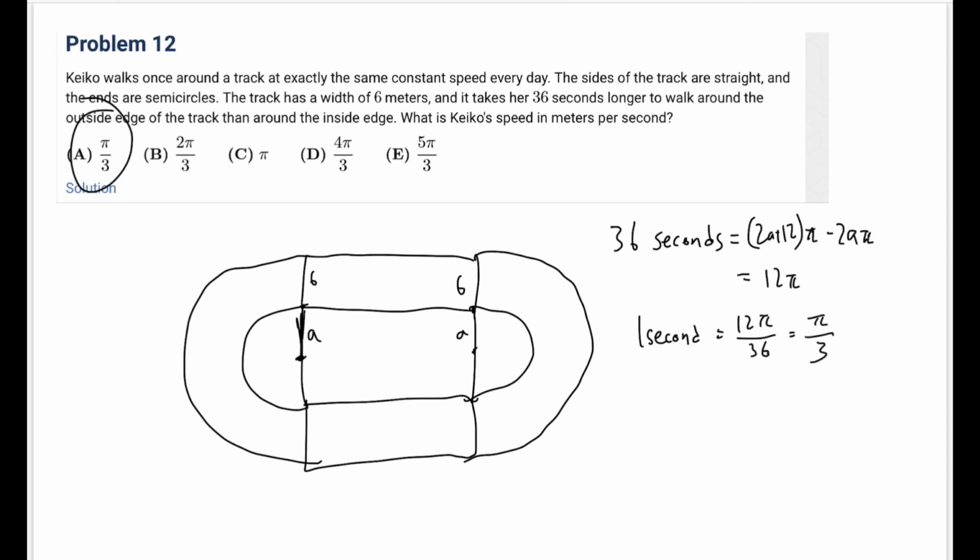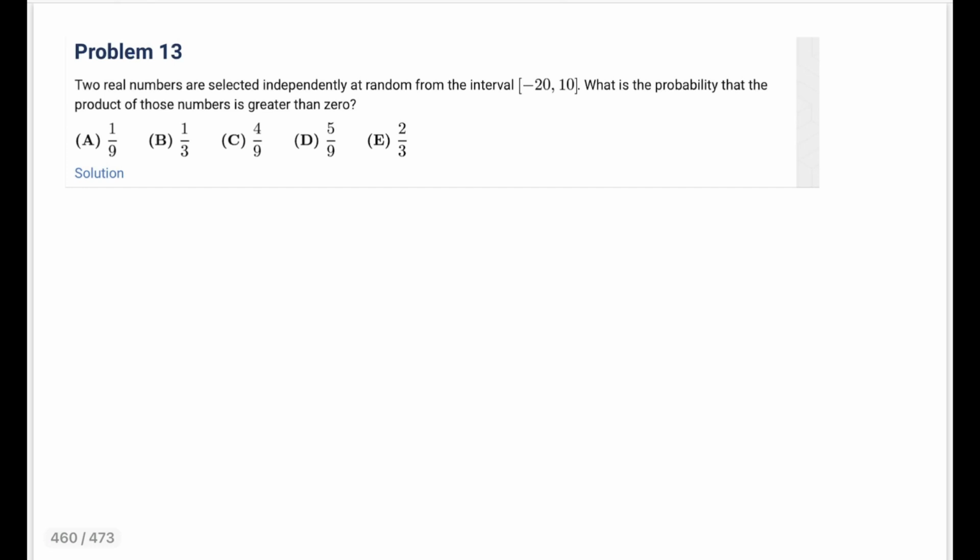The answer is A. Number 13, two real numbers are selected independently at random from the interval minus 20, 10. What is the probability that the product of those numbers is greater than 0? Okay, so two real numbers are selected independently.